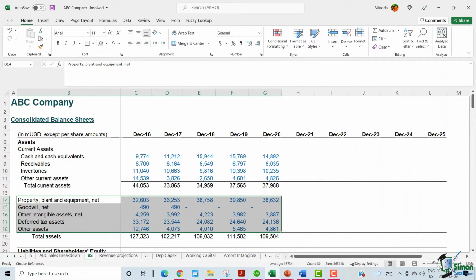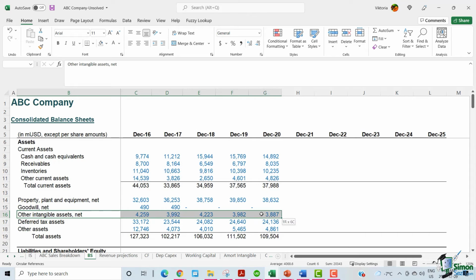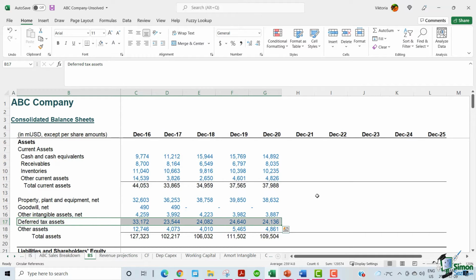Long-term assets are assets that will benefit the company for more than 1 year. Also known as non-current assets, long-term assets can include fixed assets such as the company's property, plant, and equipment, but can also include other assets such as long-term investments, patents, copyrights, goodwill, other intangible assets, and deferred tax assets. ABC also has some other assets that it's classifying as long-term assets.